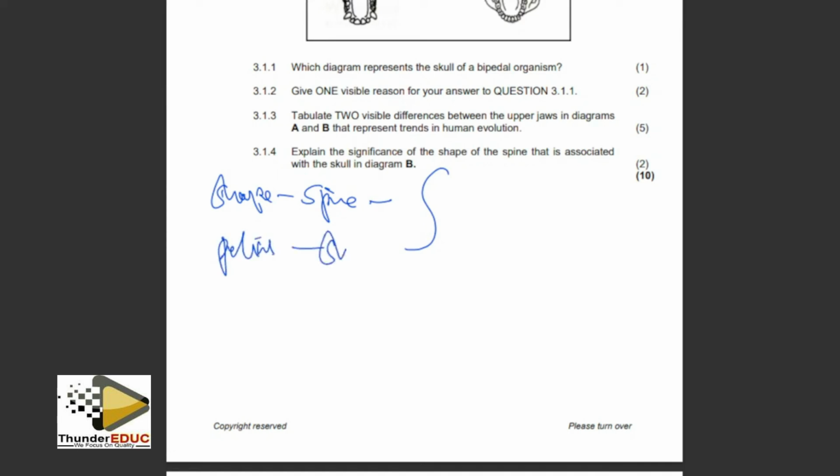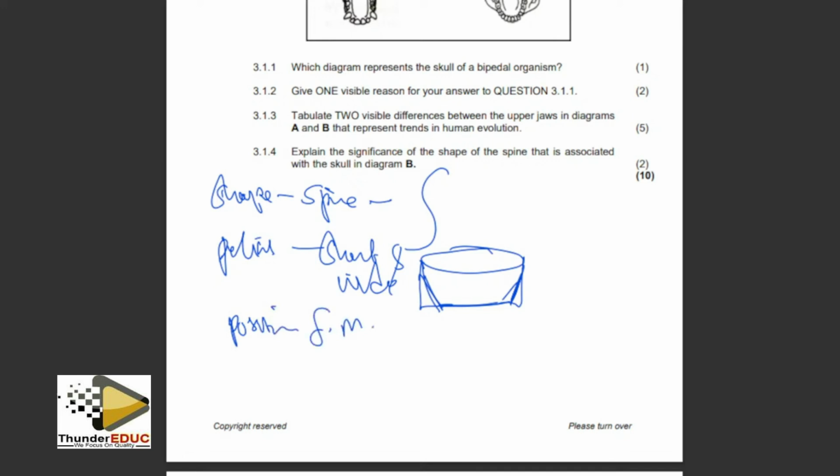Pelvis is short and wide. And then number three, these are factors which affect bipedalism. Short and wide. It is wide, and short. So if you look at it, it is wide and short. And then the third one is position of foramen magnum. It is in a forward position.